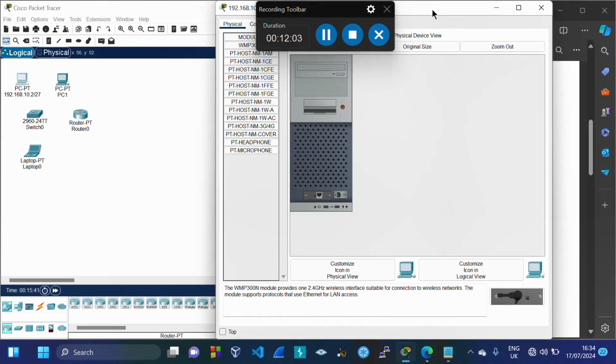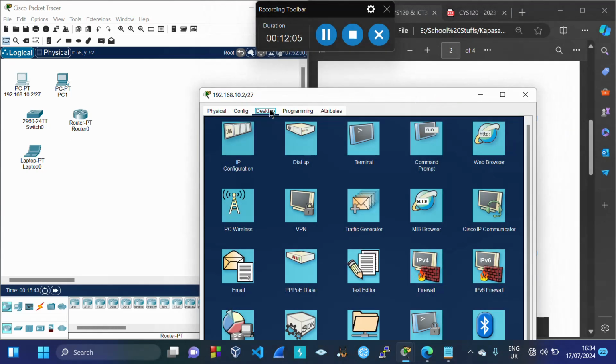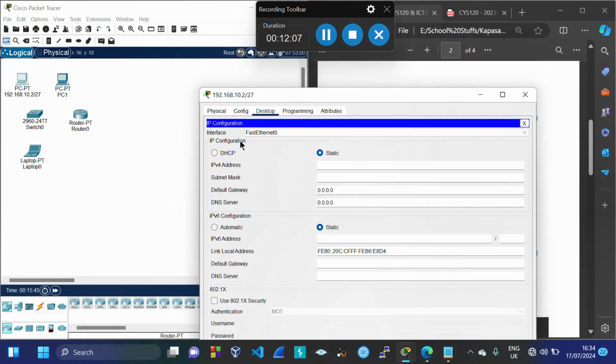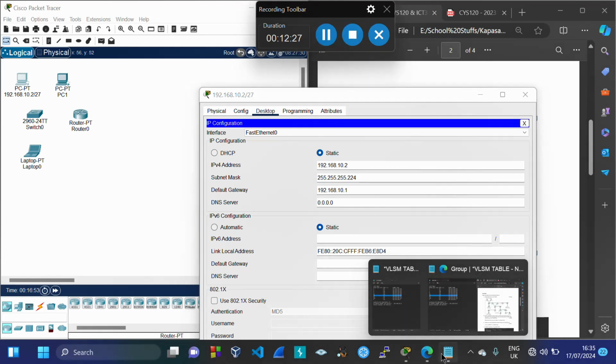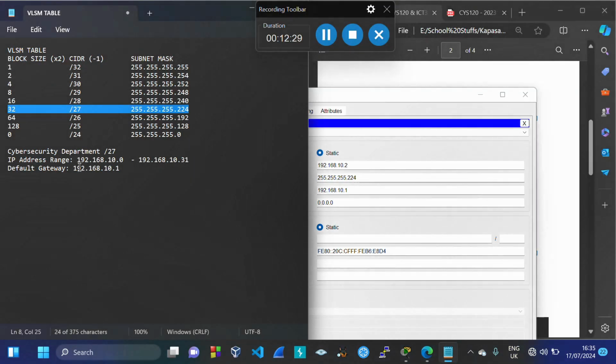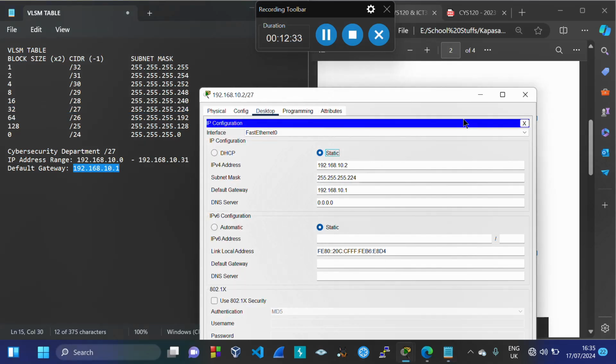I'll click on the PC, then under desktop, we'll go for IP configuration, then under static, because we are doing it manually, we are going to paste that IP address, then we change the subnet mask to 224, because that's for /27. Then the default gateway, based on what I've said, it's .1. Okay, so I've used .1 because that's the default gateway which we have selected. So that's the information, guys.